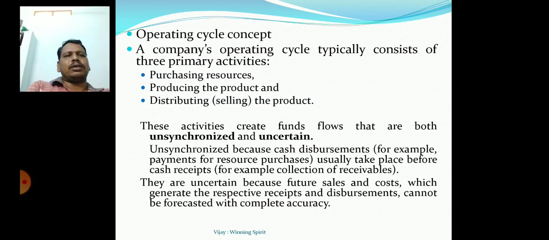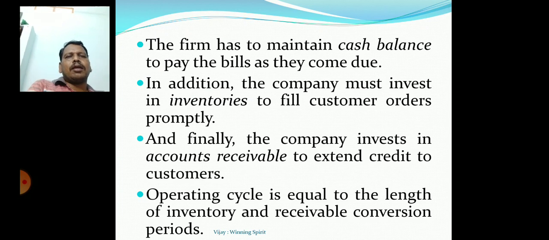The firm has to maintain a cash balance to pay the bills as they come due in the short run. In addition, the company must invest in inventories to fill customer orders promptly. And finally, the company invests in accounts receivable to extend credit to customers. The operating cycle is equal to the length of the inventory and receivables conversion period. This is nothing but the operating cycle.